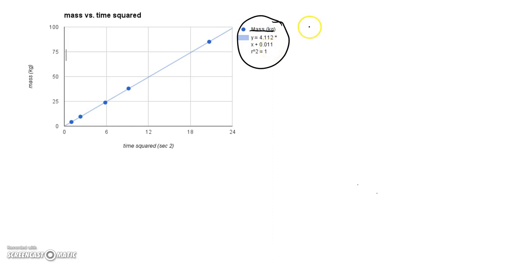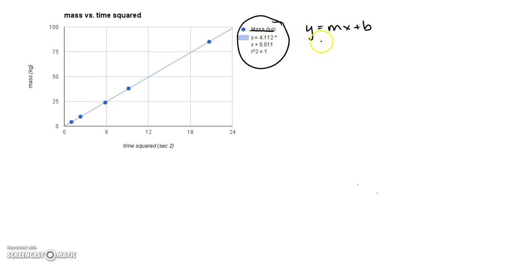Since we have a line, our governing equation is y equals mx plus b. So here you can see that we have our y value, we have our slope of m, x, and then this is our b. The r squared value just tells us that the closer to 1, the better off we are and the more effective our graph was.